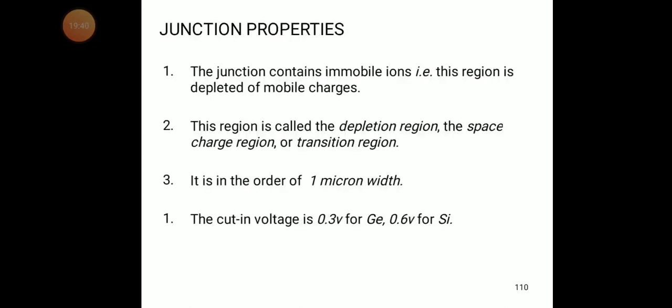The order of this junction is 1 micron width, and the cut-in voltage, the junction breaking voltage in the forward bias, is 0.3 volts for germanium and 0.6 volts for silicon. 0.3 is a very small voltage for germanium, 0.6 is somewhat higher voltage for silicon.